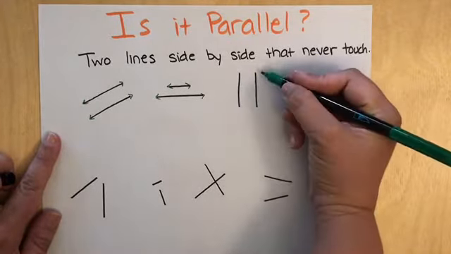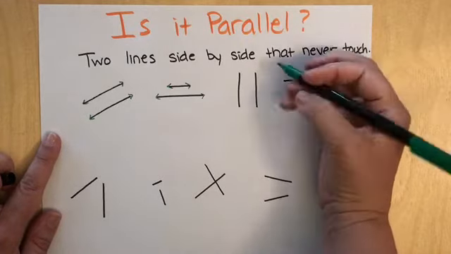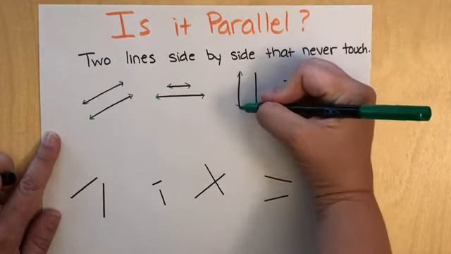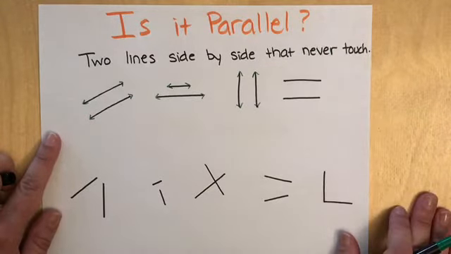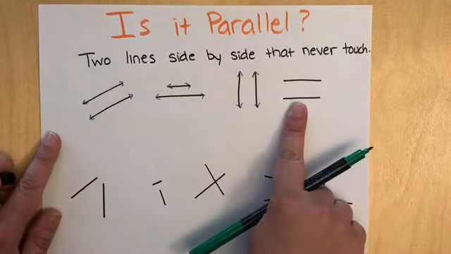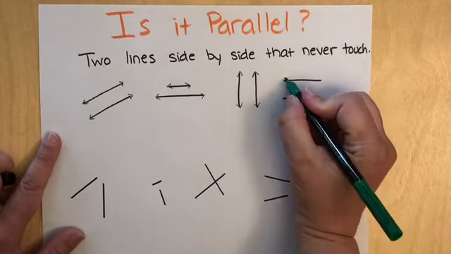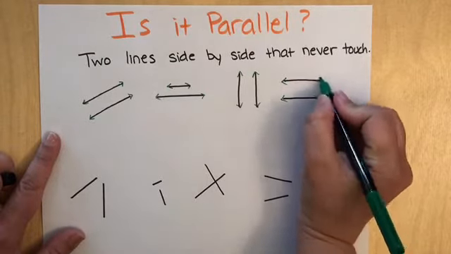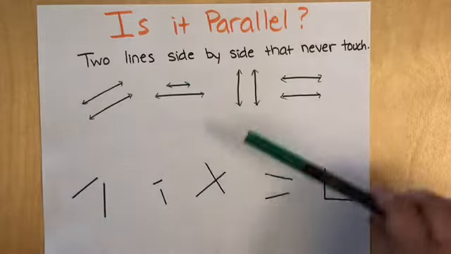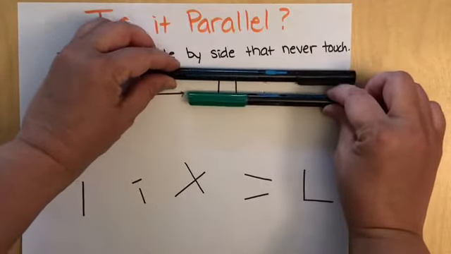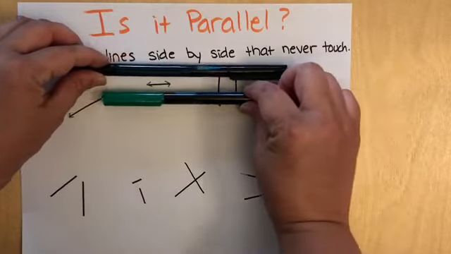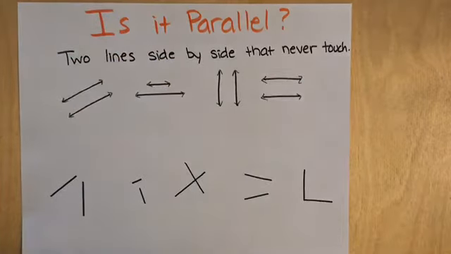All right, are these lines right here parallel? Yes, they are. So if they kept going on forever and ever, they would never touch. And then what about these ones right here? Are these parallel? Yeah, because if they kept going on forever and ever, they would never touch. So if I had my two lines and they kept going forever and ever, they would never run into each other.